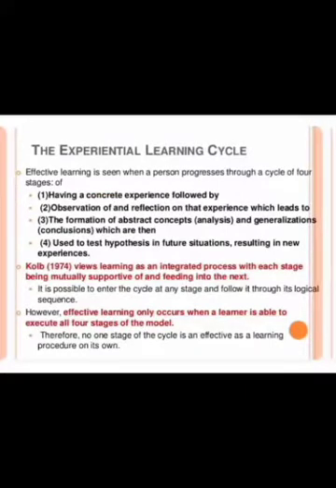Effective learning is seen when a person progresses through a cycle of four stages: having a concrete experience, followed by observation of and reflection on the experience, which leads to the formation of abstract concepts, analysis and generalization, conclusions which are then used to test hypotheses in future situations, resulting in new experiences. Kolb views learning as an integrated process, with each stage being mutually supportive of and feeding into the next.